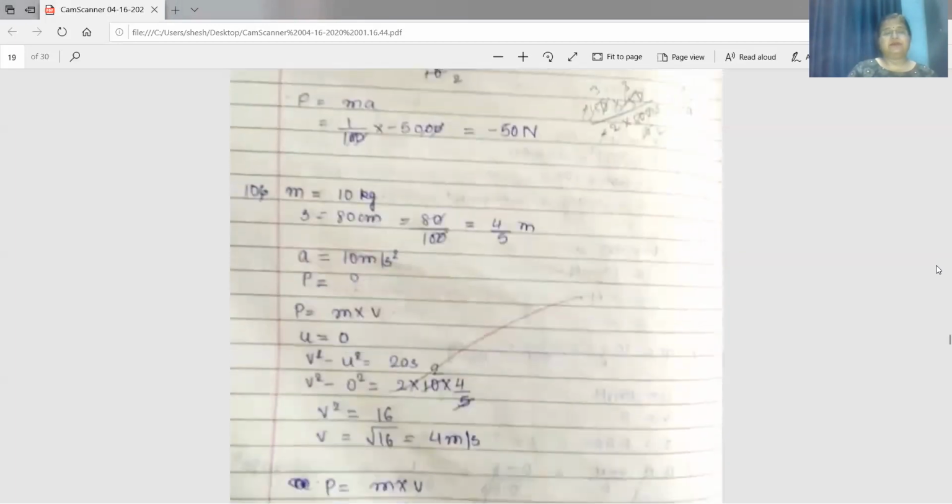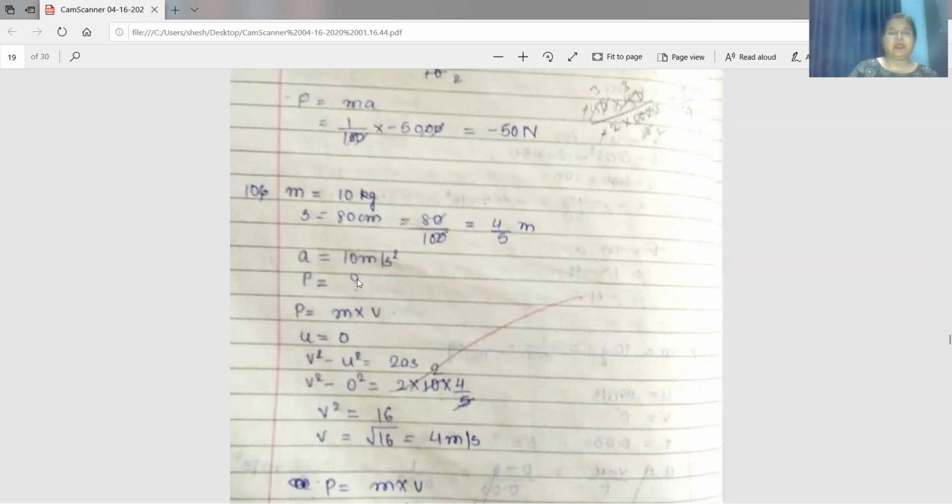Come to the solution. Mass is 10 kg. Distance covered, that is height, is 80 centimeter. Convert it into meter, 80 by 100. So 0 gets cancelled. You are getting 0.8 meter. You can write 4 by 5 meter. Acceleration in downward direction is 10 meter per second square. You are asked to find out how much momentum it transfers to the floor.